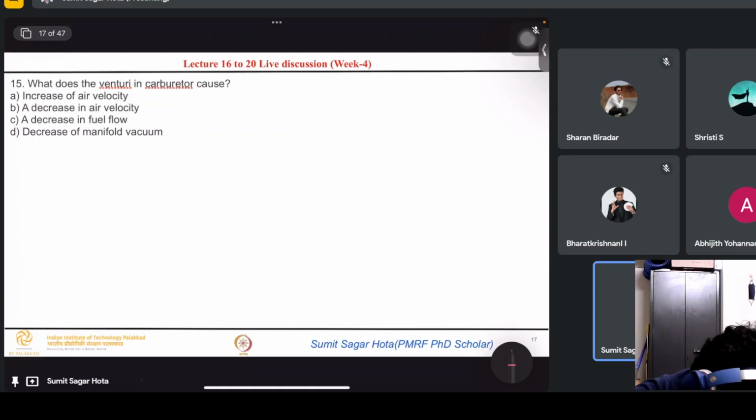Next question. What does the venturi in a carburetor cause? Why do we need the venturi? We know the carburetor stores the reserve fuel. But this venturi helps in increasing the velocity, meaning the air velocity, so that more air will come and it will combust very fast, and our engine will run smoothly. So this is the idea of the venturi.